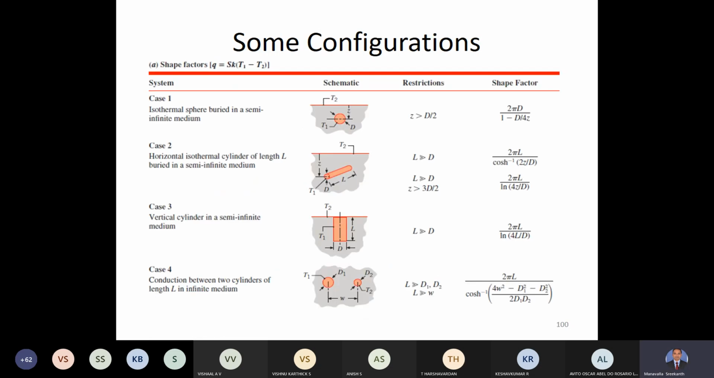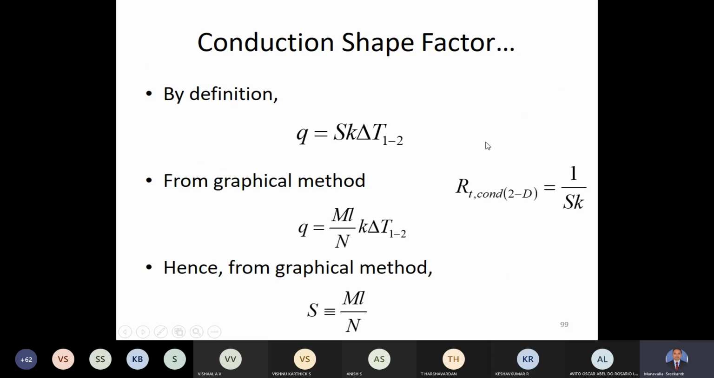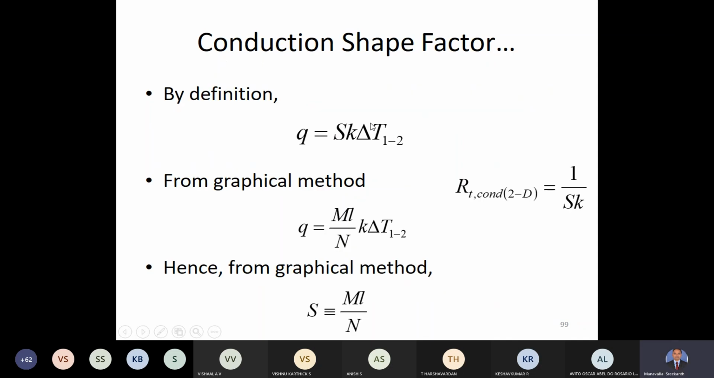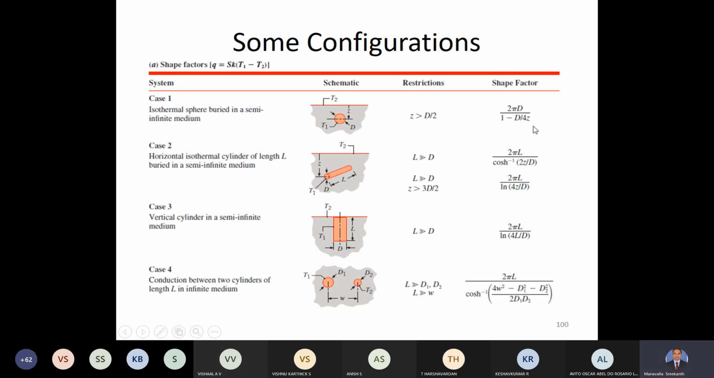So using this concept, people have come up with the tabulated shape factors. Here you see there are several geometries. For example, the first one is an isothermal sphere buried in a semi-infinite medium. Don't bother about the words semi-infinite medium now. So there is a sphere buried underground, and for this the shape factor is given like this. How did they come up with this? They used the graphical method or analytical method to evaluate the heat transfer, and then they compared that equation with this equation and evaluated the value of S. The shape factor has been obtained.